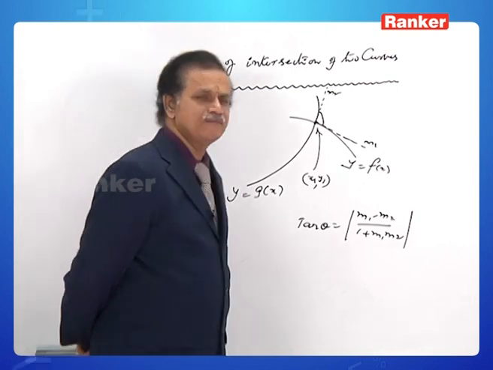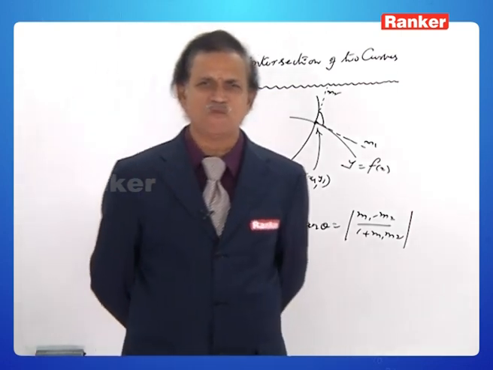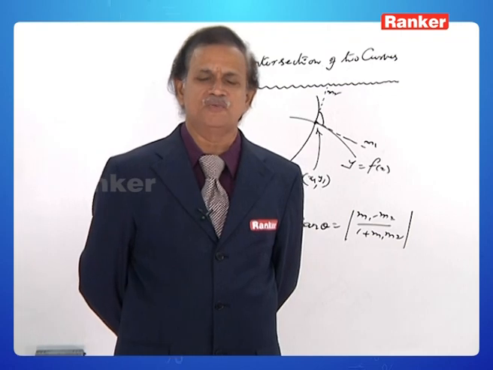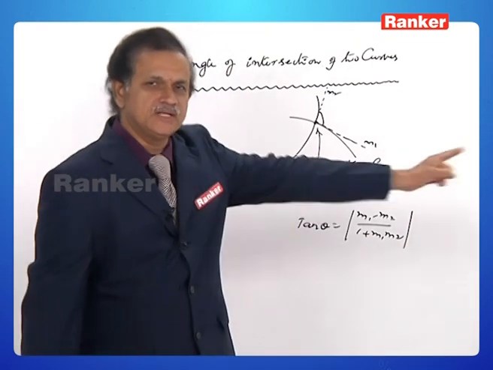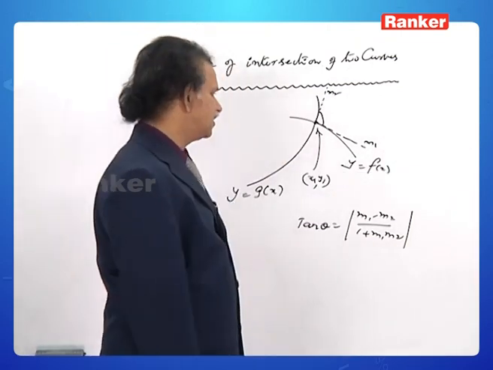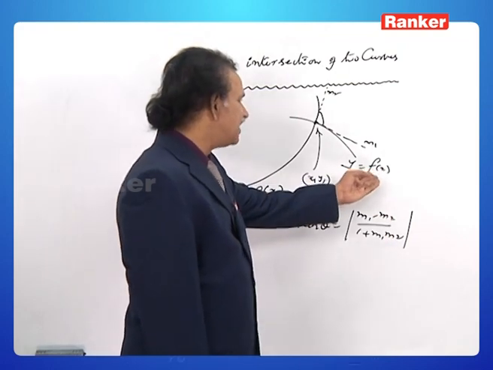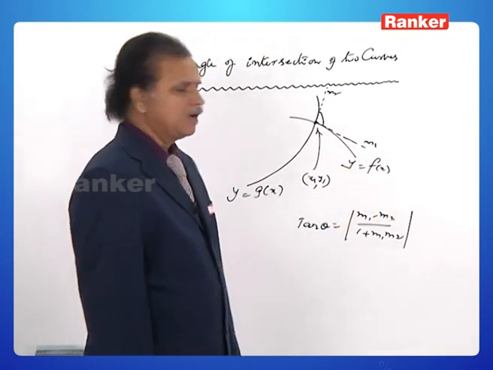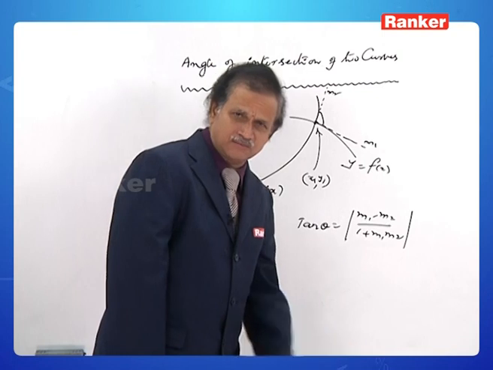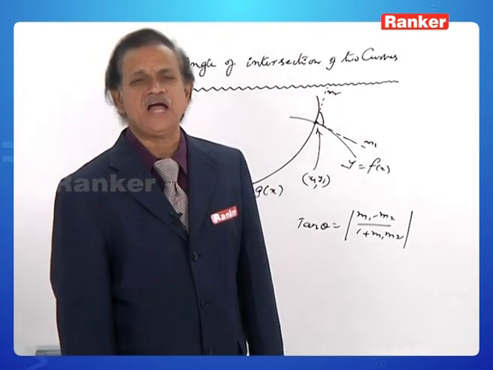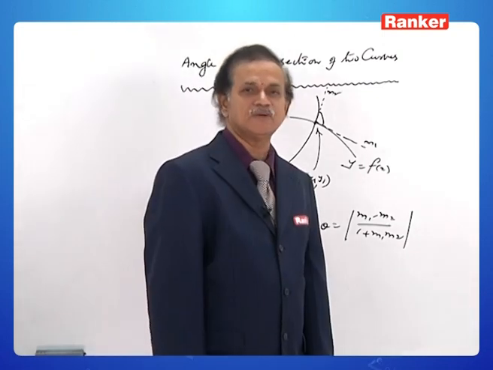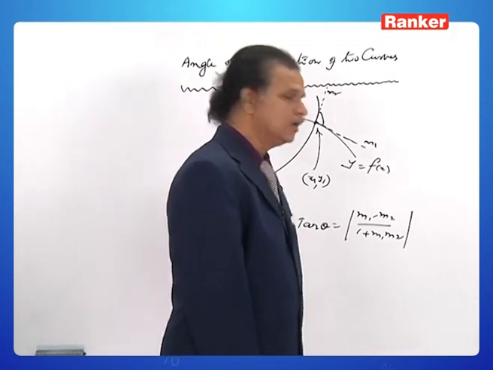Of course, m1 and m2 can easily be obtained. What is m1? It is the slope of the tangent at the point x1, y1 on y is equal to f of x, that is f dash x1. Automatically, g dash x1 becomes m2. And tan theta is equal to m1 minus m2 by 1 plus m1 m2.